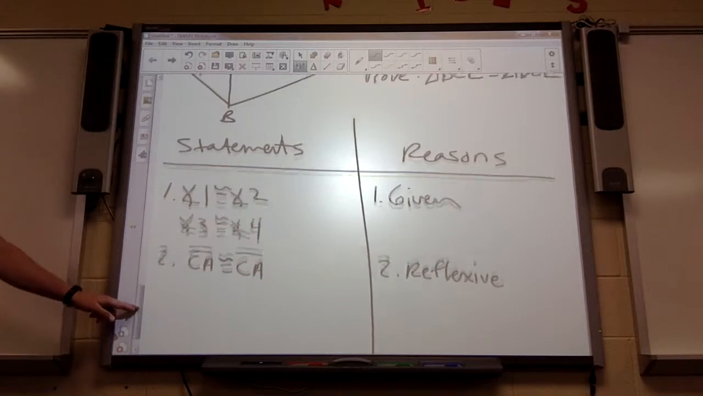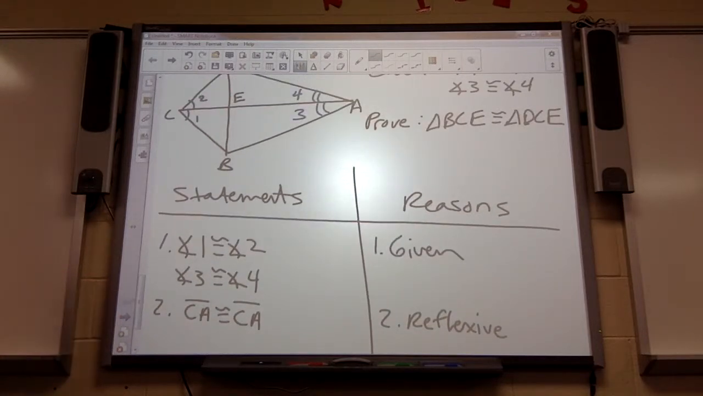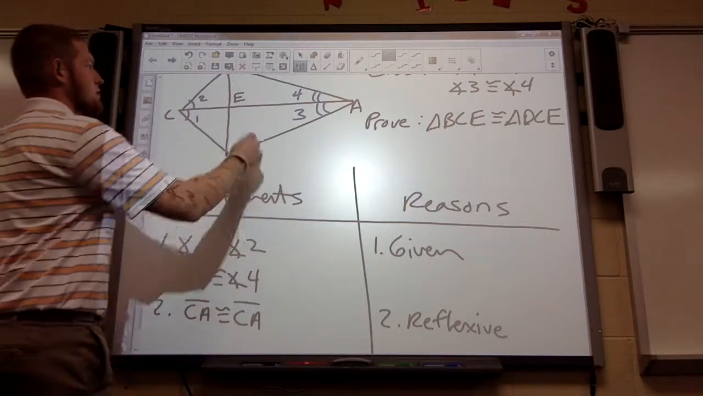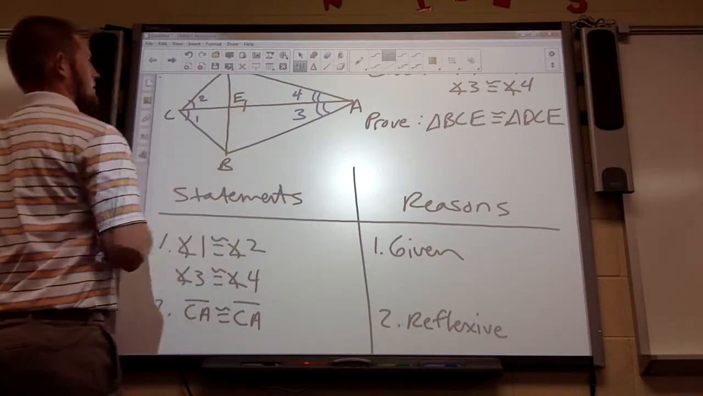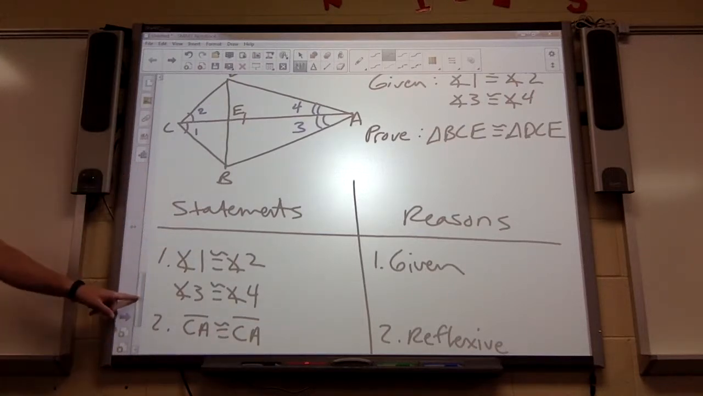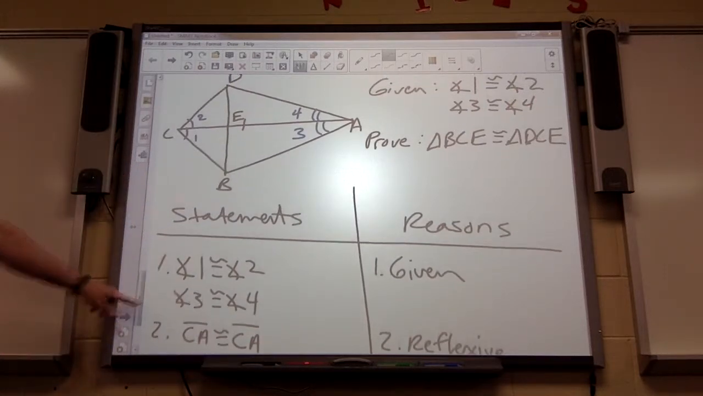Alright, everything is congruent to itself because of reflexive. Again, if you write it, you need to mark it. I know it looks weird only having one tick mark on there, but that's what it's going to look like with our reflexive property.